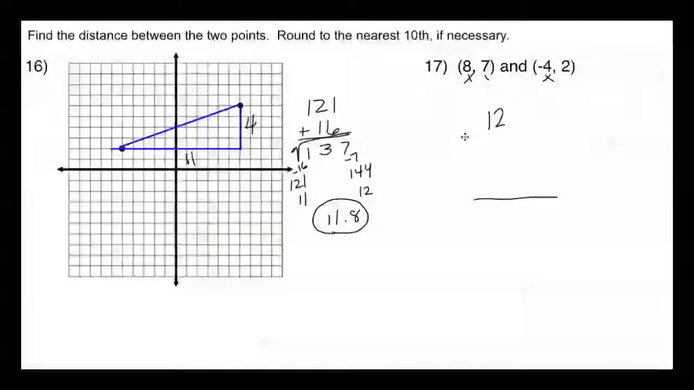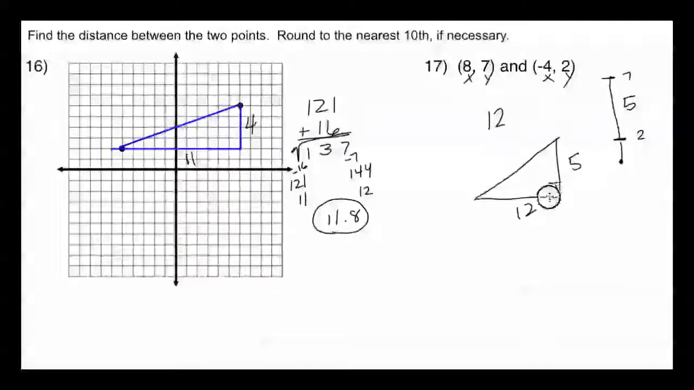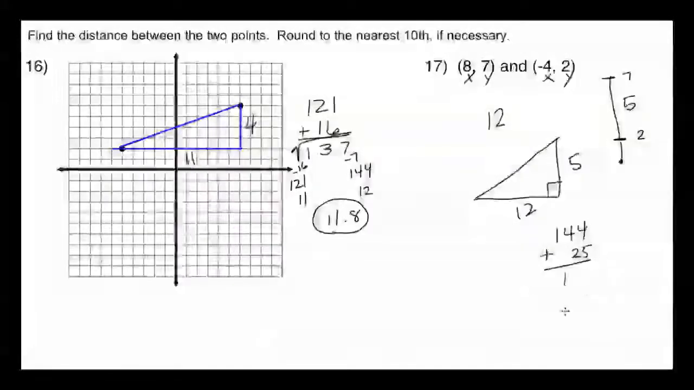I'm going up 7 on the y-coordinate and up 2 on the y. So pretend this is 0. I went up 2, then I went up 7. Well, what's the difference between 2 and 7? It's 5. So that would be my vertical distance. Now if I write that in there, I have my right triangle. I know both legs, so square the 12, square the 5, add them up, and I get 169, and then do your square root, which is a perfect square, so it's 13.